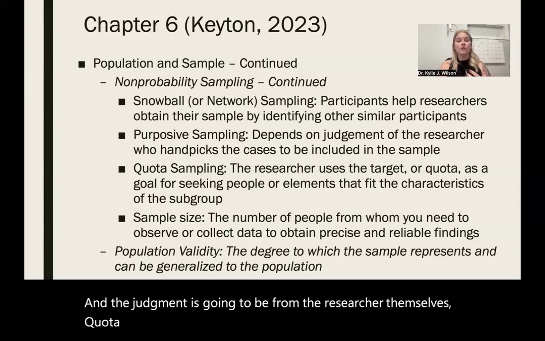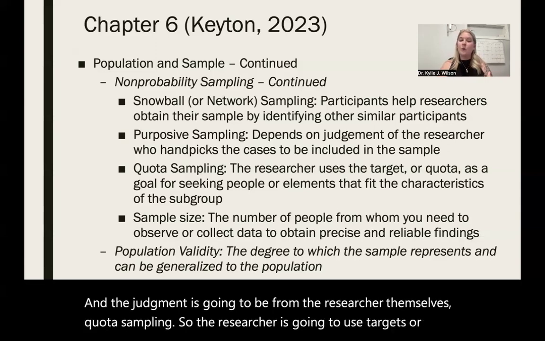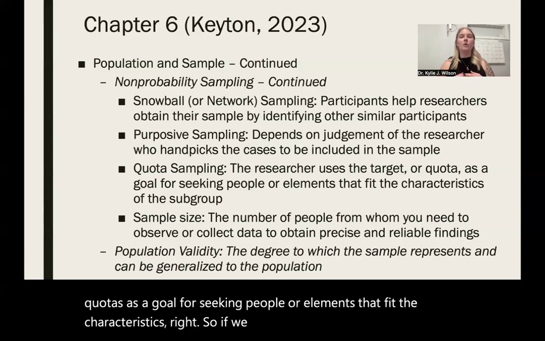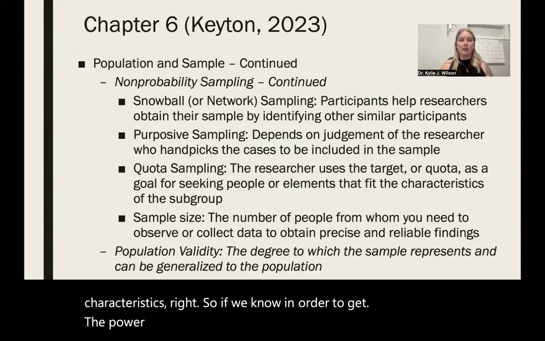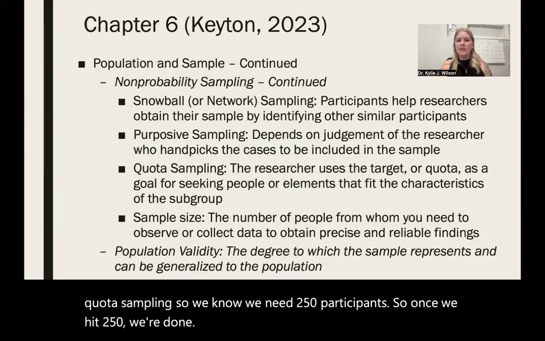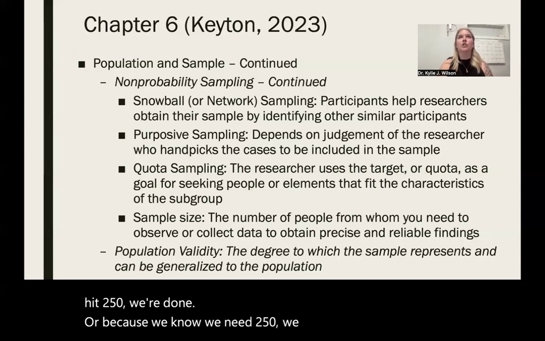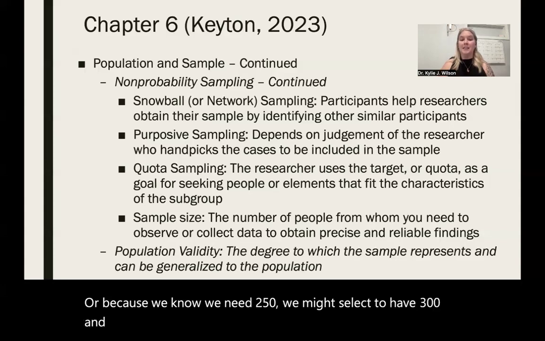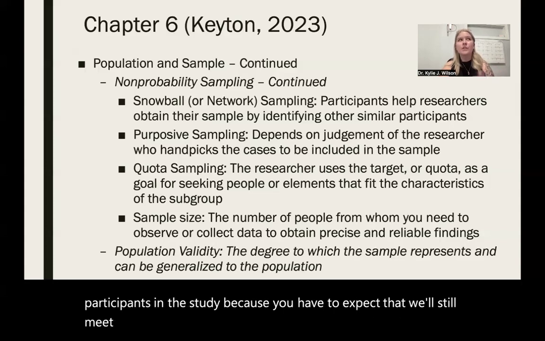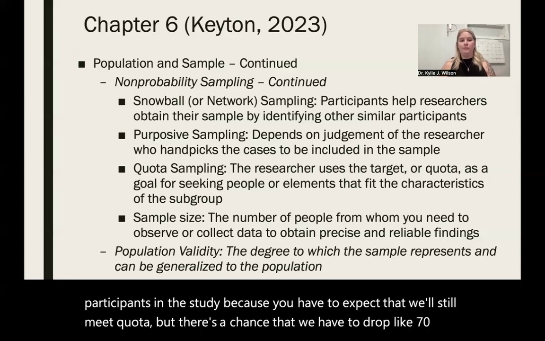Quota sampling. So the researcher is going to use targets or quotas as a goal for seeking people or elements that fit the characteristics, right? If we know that in order to get the power behind our data collection we need 250 participants, we might use quota sampling. So once we hit 250, we're done. Or because we know we need 250, we might select to have 350 participants in the study, because you have to expect that we'll still meet quota, but there's a chance that we have to drop like 75 people, okay?